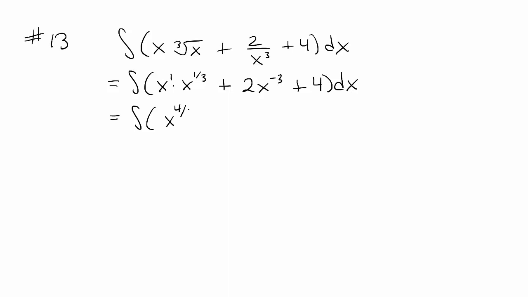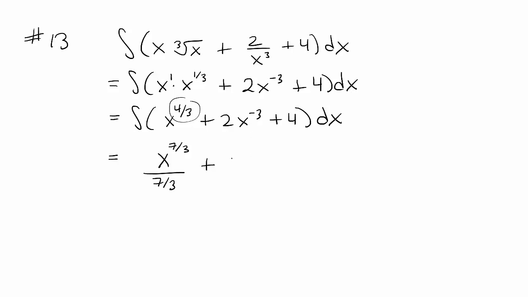So the base x is the same, right? I want to put those together by adding the exponents. So 1 plus 1/3, I've got x to the 4/3 power. And then I'm just going to copy these second two terms down. Now, after a little bit of rewriting, we're ready to find the antiderivative. So for the first term, we're going to use power rule. Right? So we're going to add 1 to the exponent. So 4/3 plus 1 is going to give us 7/3. And then we can divide by that number.